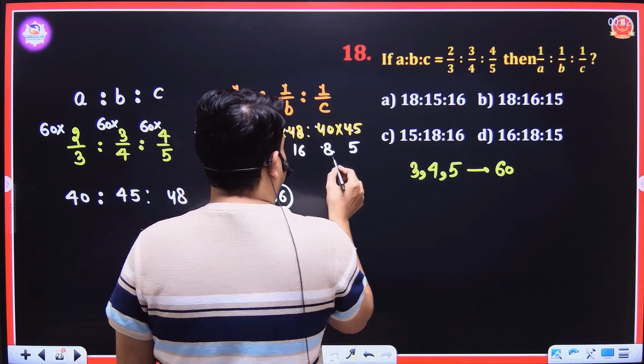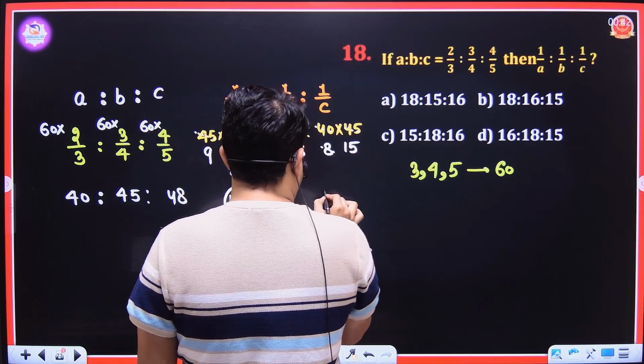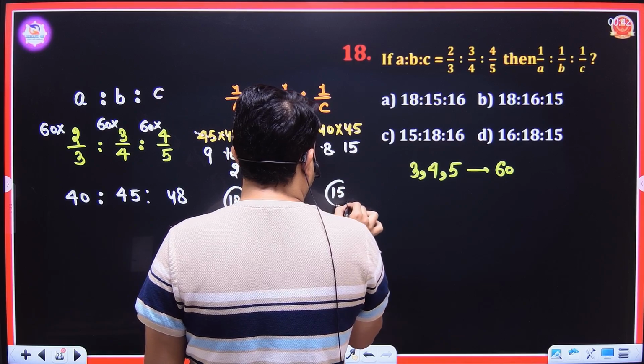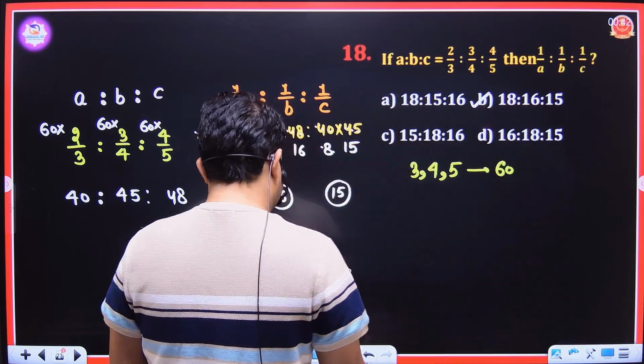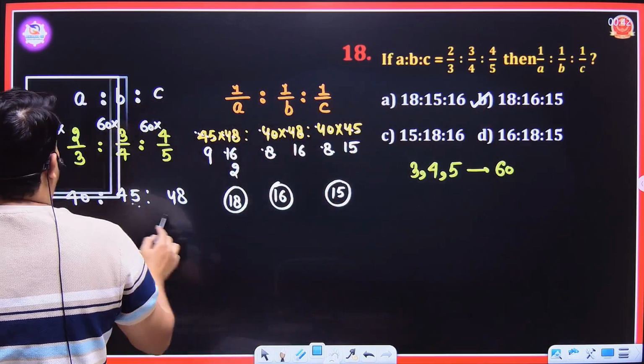This one is 15. We have cut it by 3. 15. But we have 18, 16, 15. Option number B is my correct answer. So this one is the method to solve this ratio.